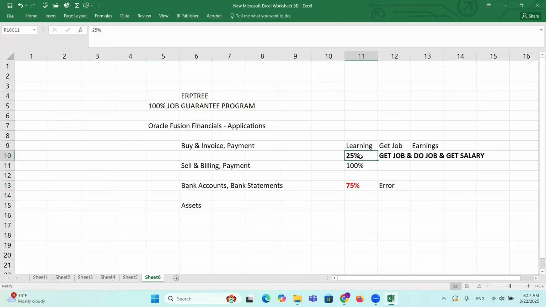And here we are talking about 20-25% learning. There are a few guys that try for a job with 10-15% also. I'm not taking those examples. So 20-25%. Let me take the example of ERPTREE. Yes, we are providing online training on Oracle Fusion Financials.